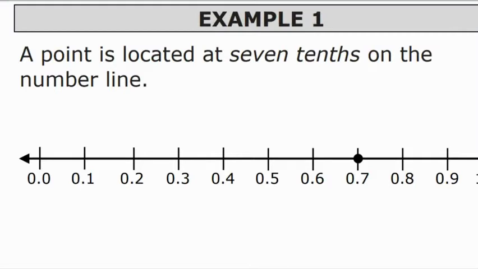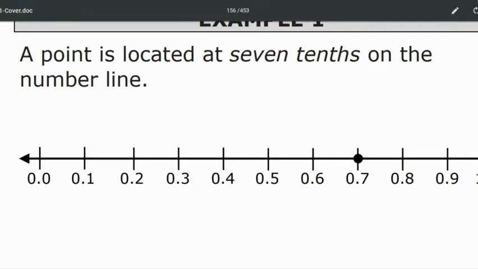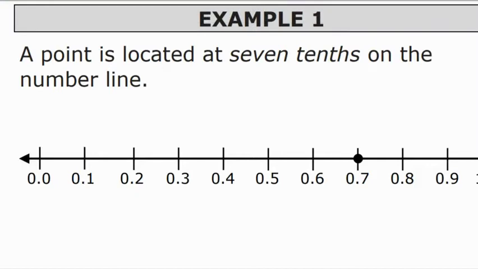Another way to model decimals is to use a number line. In this number line, you will notice that they have split the whole number into 10 pieces, and they have labeled each one a tenth. So when you got to the very end of this number line, it would be worth 1 whole. And what they're showing you is that we have a point on 7 tenths.